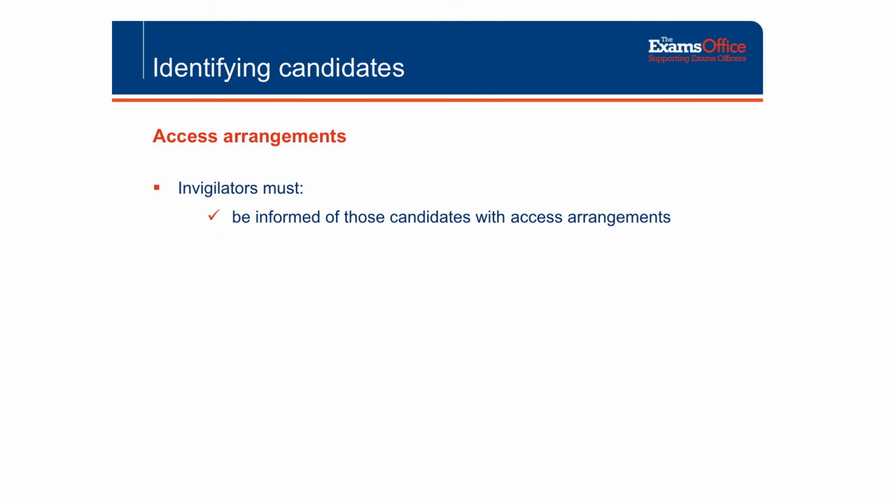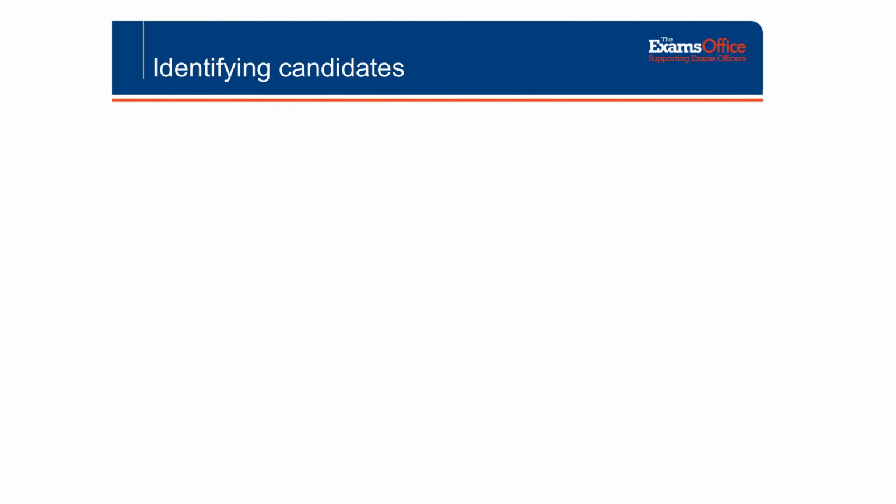Invigilators must be informed of those candidates with access arrangements and must be made aware of the access arrangements awarded. Invigilators should challenge any unauthorised member of staff who enters the examination room before or during the examination. Only those senior members of centre staff approved by the head of centre who've not taught the subject being examined may be present at the start of the examination.